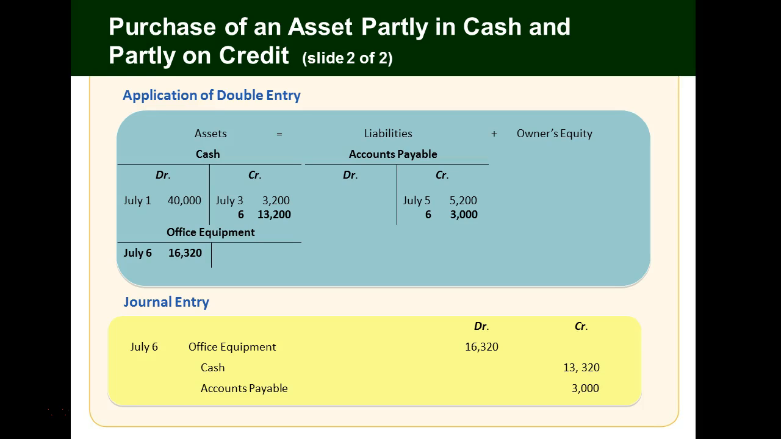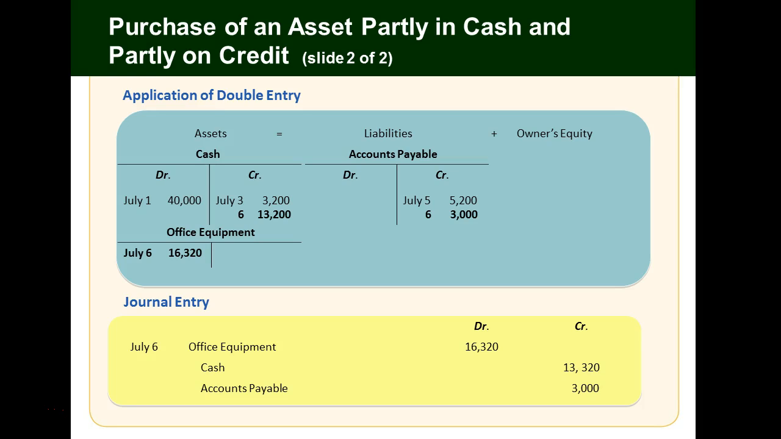Our debit was $16,320. Our credits were $16,320. The 13,2 and the 3. Am I doing that wrong? 16. Okay. We know what you mean.